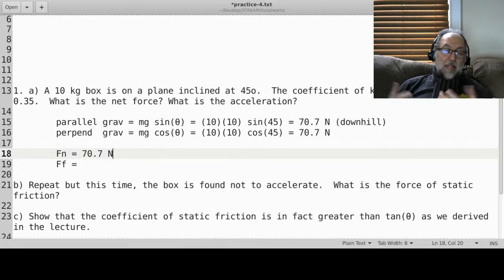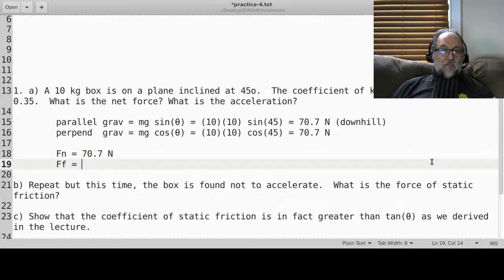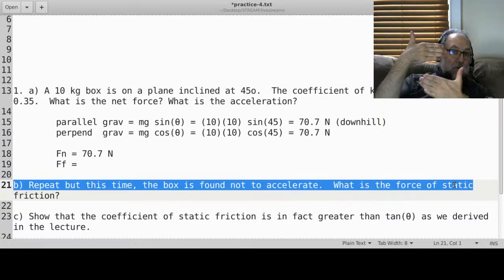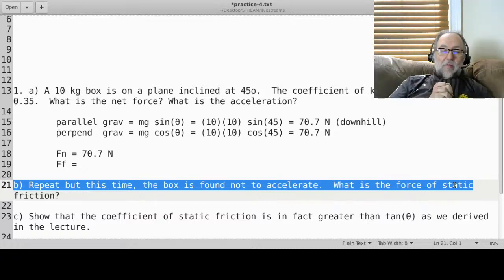And you say, well, how did you get that? It's just through the reasoning that I used. And then finally, there's the force of friction. How do you get it? Kinetic friction is different than static friction, which is why in part A I did kinetic friction, and I'll do static right after, to show you how quite different they are. Even though they're both called friction, you approach them in very different ways.